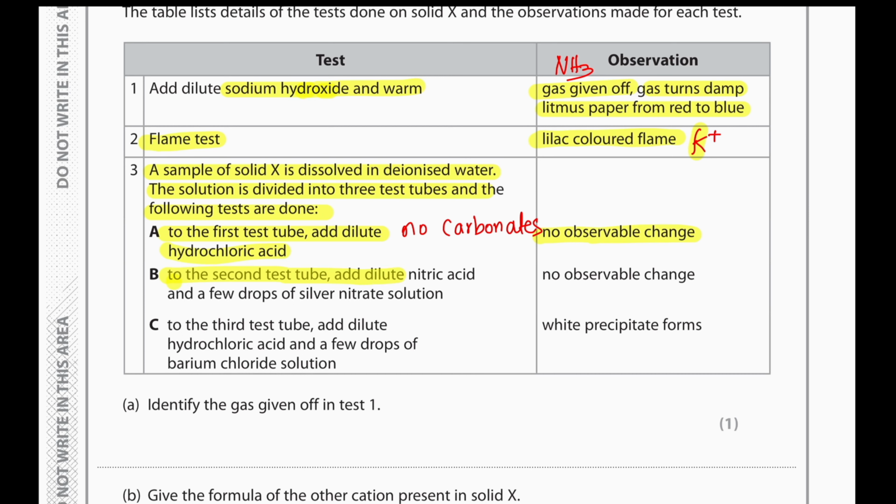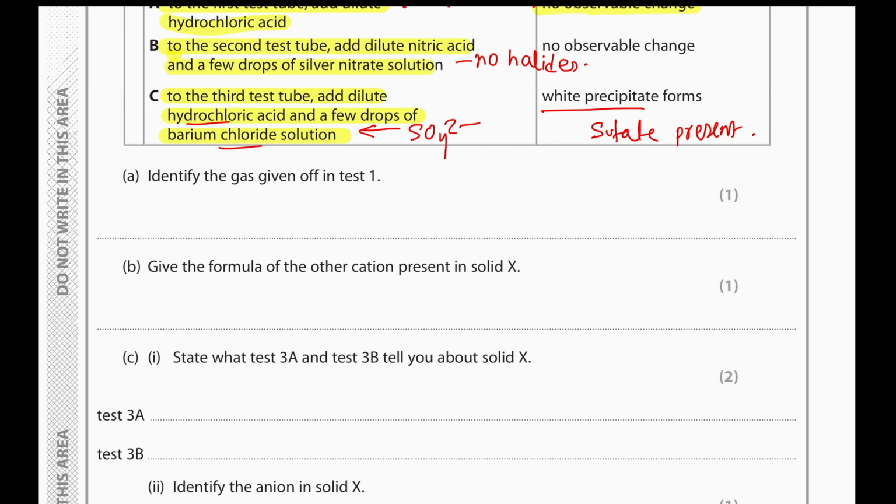To the second test tube, add dilute nitric acid and a few drops of silver nitrate. Nitric acid and silver nitrate are used to test for halide. So no halide, because no observable change. To the third test tube, add dilute hydrochloric acid and a few drops of barium chloride. Hydrochloric acid followed by barium chloride is a test for sulfate, and we can see a white precipitate, that means sulfate is present. Identify the gas given off in test 1: ammonia.